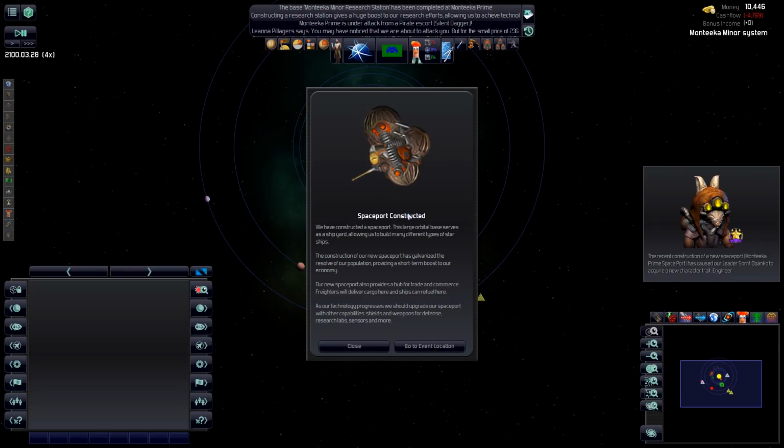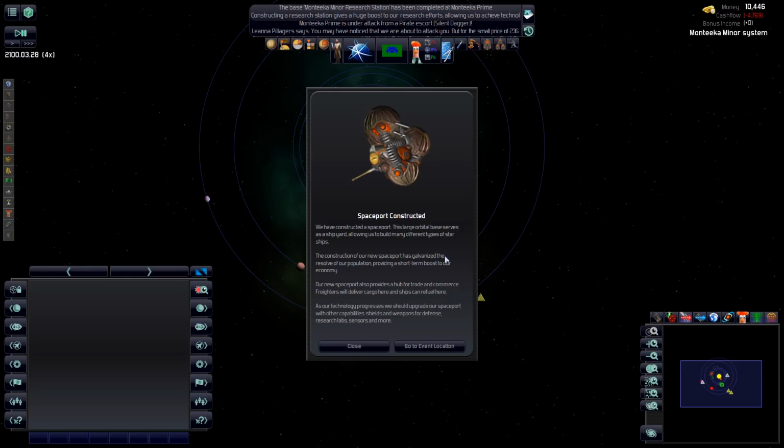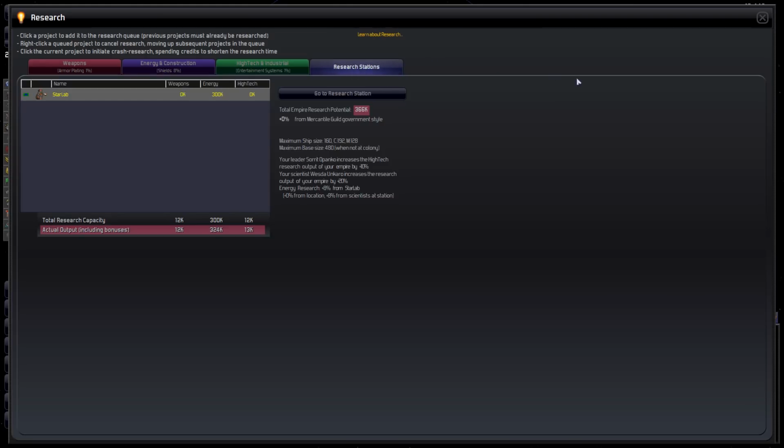And spaceport is now constructed. We have constructed a spaceport. A large orbital base serves as a shipyard, allowing us to build many different types of starships. The construction of our new spaceport has galvanized the resolve of our population, providing a short-term boost to our economy and also our science rate.